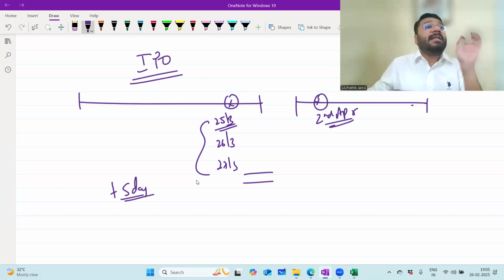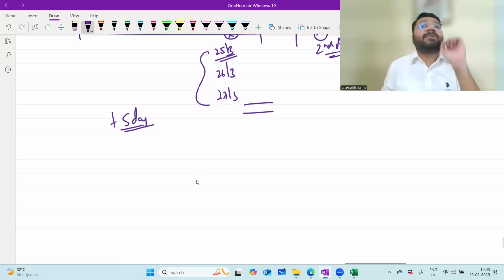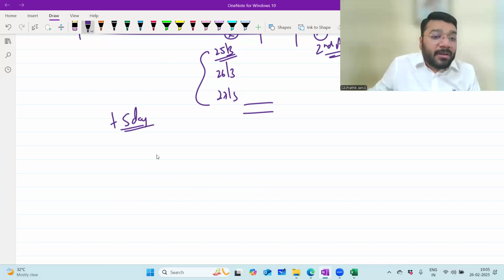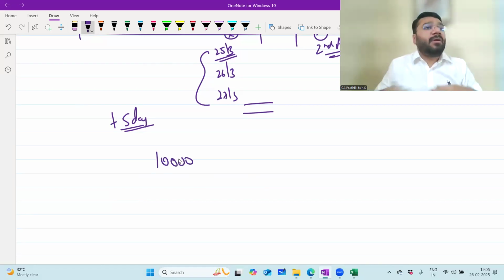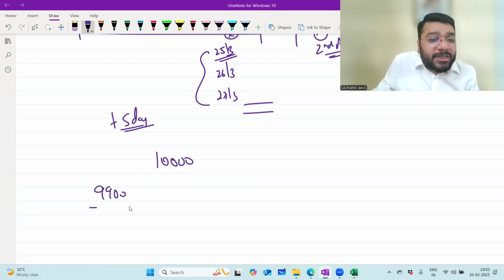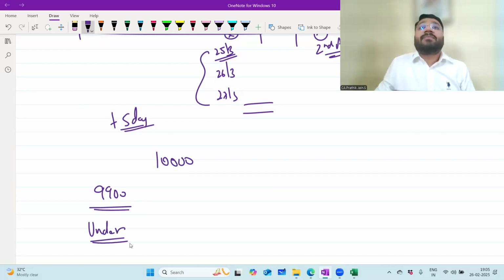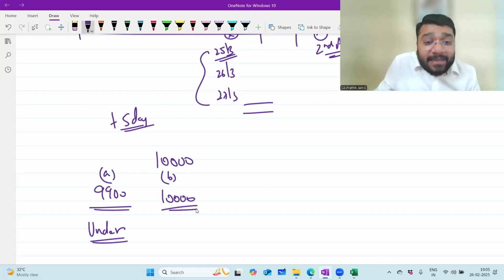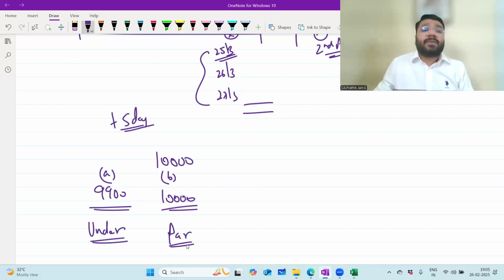Now, in the CA Foundation, I told you, there are 3 types of subscription. One is under subscription. One is at par subscription. One is over subscription. 10,000 shares I have issued to the public, I have offered to the public. In that, 9,900 shares have been applied for by the public. This is called under subscription. This is one case. Second case is what? I offer 10,000 shares to the public, and the full 10,000 shares exactly got subscribed. That is called par subscription, at par subscription.